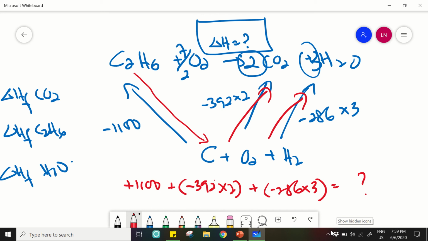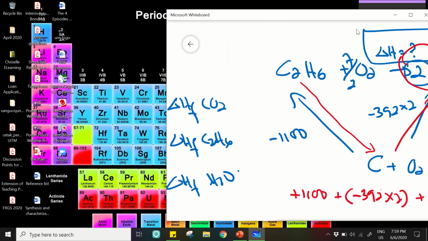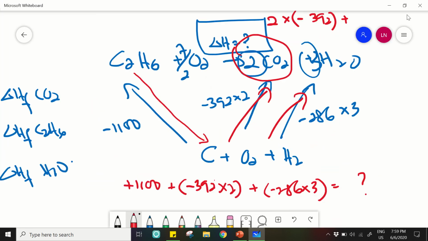All right? Now, if you use product minus reactant, what does that mean? I use the total energy here, which is 2 times negative 392, plus 3 times negative 286, right? And then minus the reactant, which is negative 1100. So minus negative 1100, you are actually getting minus minus, you get a plus.